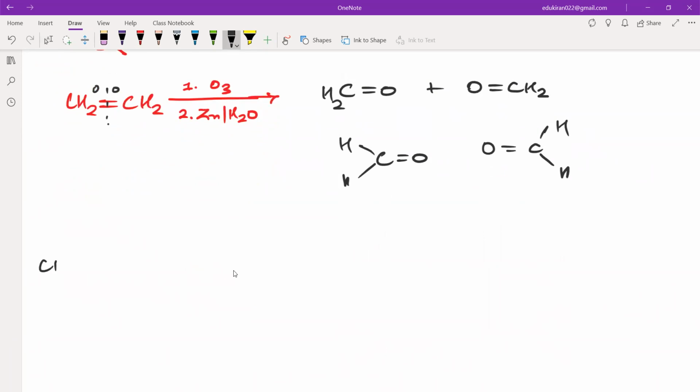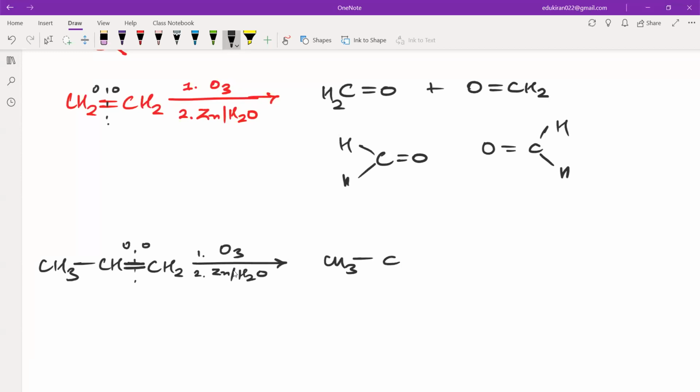If you have CH3, CH, double bond CH2, then in the presence of O3, first step, second step, we have zinc in the presence of water. We are going to break this bond, put oxygen here and put oxygen here. So we get CH3, single bond carbon, hydrogen intact like this, a double bond O, plus you will get oxygen with a double bond carbon, and there are two hydrogens attached to the carbon atom. Any problem, guys? No, sir.